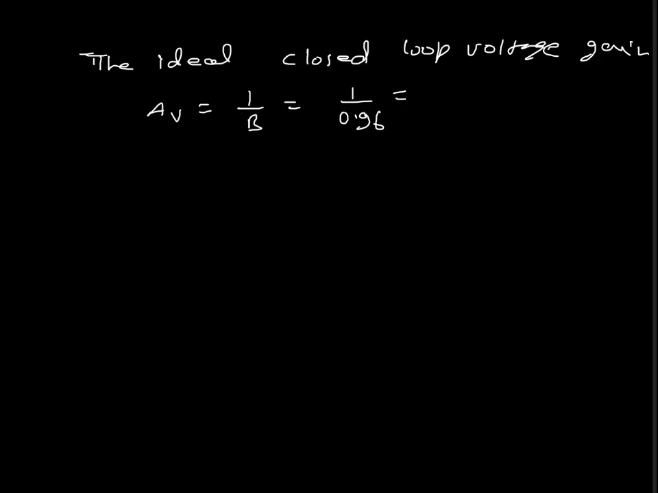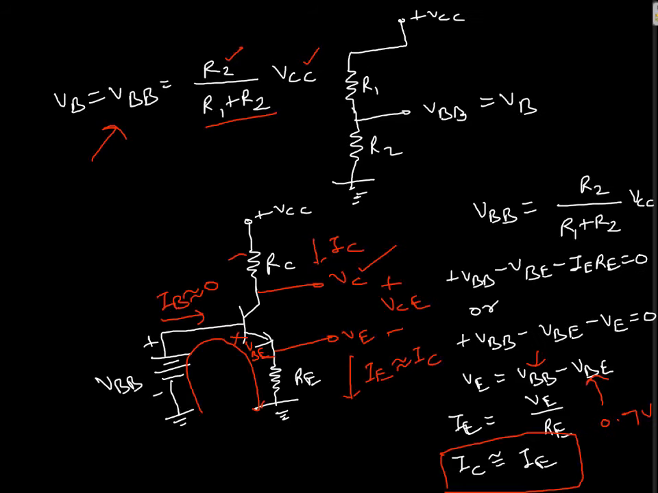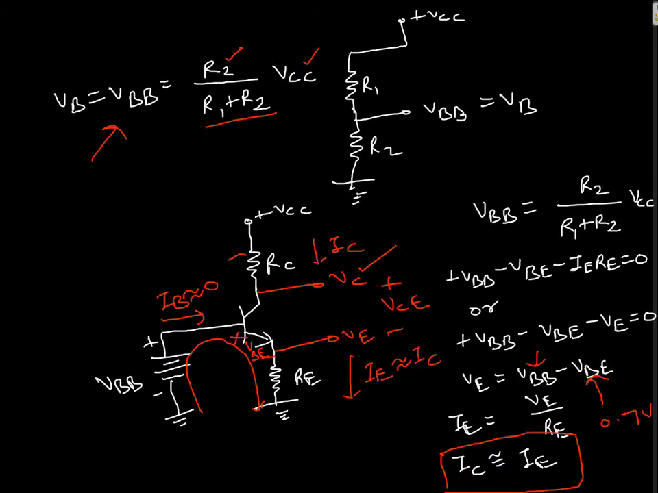So let us proceed with this analysis. Now, VC is this. So it means from VCC, if we subtract ICRC, we will get the value of VC. So we can write VC equals VCC minus ICRC. Again, we'll see what we have done.